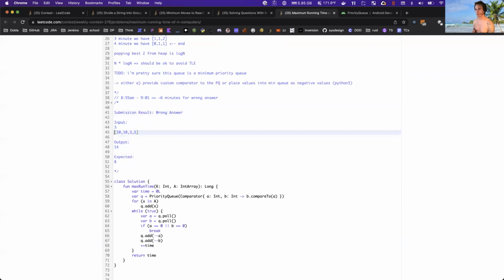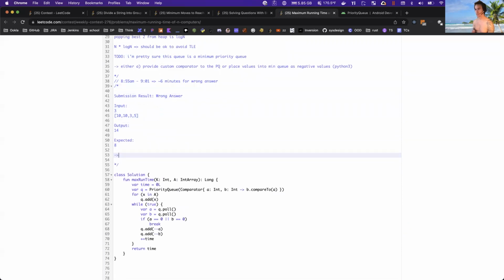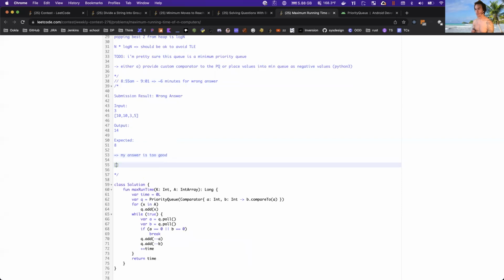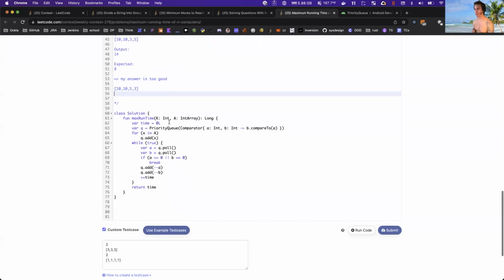Input, output is 14. Okay, so my answer is too good. My answer is too good. Runtime for 3 computers. Okay, so we have 10, 10, 5, 3. Okay, so the maximum 2 or 3. Oh, I need to poll for 3, not just 2. Okay, so it's dynamic based on this guy's size. Okay, so K, based on K, okay.